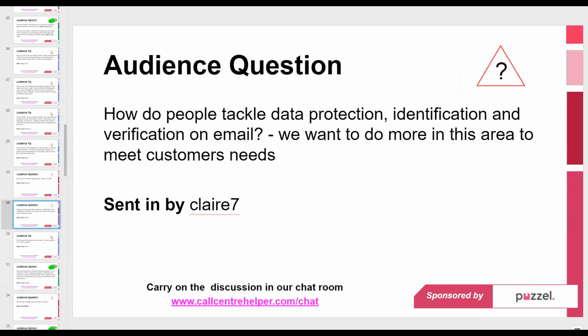Indeed. We've got a question sent in by Claire, which is how do people tackle data protection, identification and verification on email? We want to do more in this area and meet the customer's needs. So if you're doing verification, it might be worthwhile if you could share that in the chat room, and we'll come back to that in a short while.